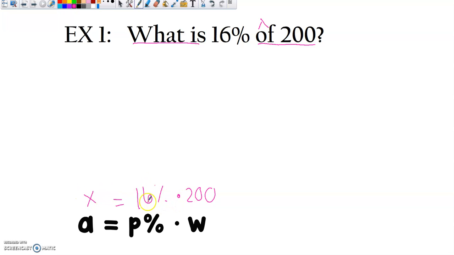To be able to multiply this, I can't just multiply a percent times 200, so I will need to use my Dr. Pepper. I'm going from a percent to a decimal, so 1, 2 to the left, 1, 2 to the left. So I have 0.16 times 200. So 0.16 times 200, and that would give me x equals 32. So 32 is 16% of 200.